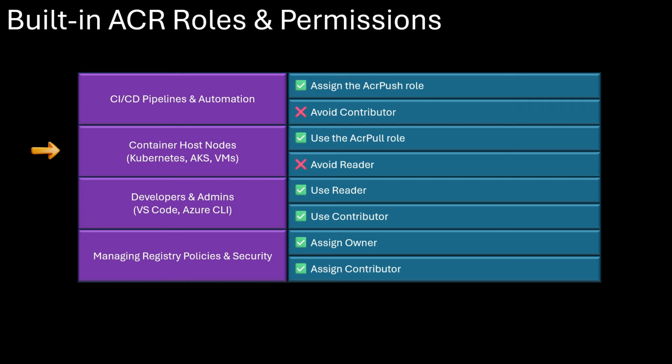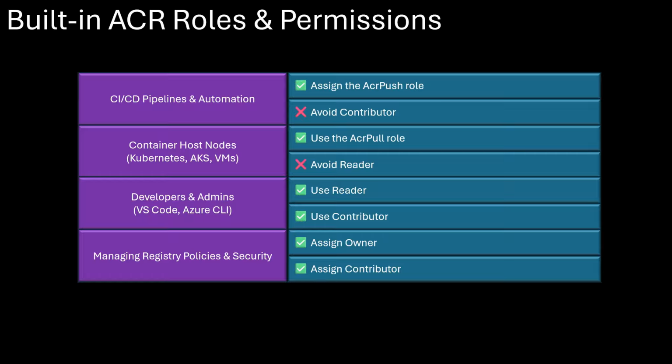For nodes running your containerized applications, you can use the ACR pull role, which allows pulling images without modifying registry settings. And you should avoid reader as it grants unnecessary Azure Resource Manager access. For users managing the registry via Visual Studio Code, Docker extension or Azure CLI, you should use reader or contributor roles to allow az acr list or docker push and pull. For users configuring registry policies such as image retention or quarantines, you should assign owner or contributor for policy changes.